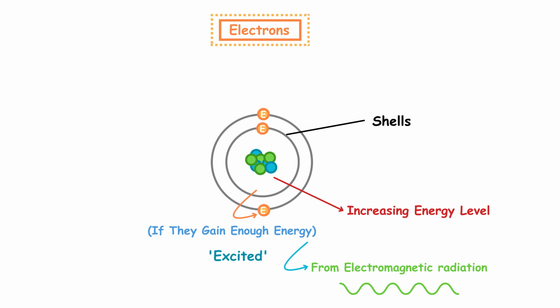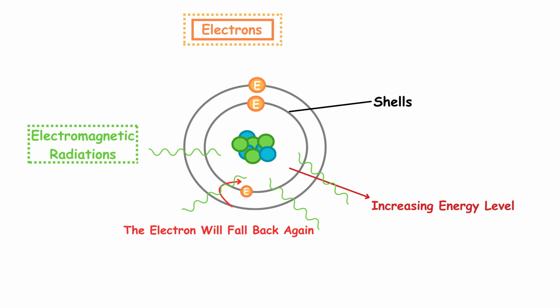The energy needed for this jump usually comes from electromagnetic radiation, and the electron will only jump if the radiation has exactly the right amount of energy. Soon after, the electron will fall back down to its original energy level, and when it does, it releases that same amount of energy as electromagnetic radiation.